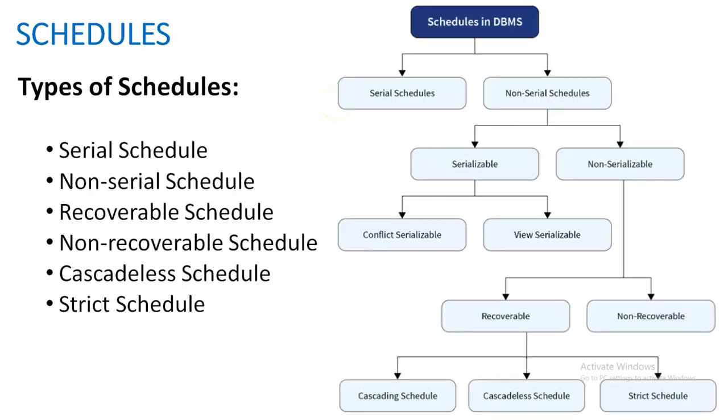So these are the types of schedules. They are serial, non-serial, recoverable, non-recoverable, cascading rollback, and cascadeless, and the other one is strict schedule.